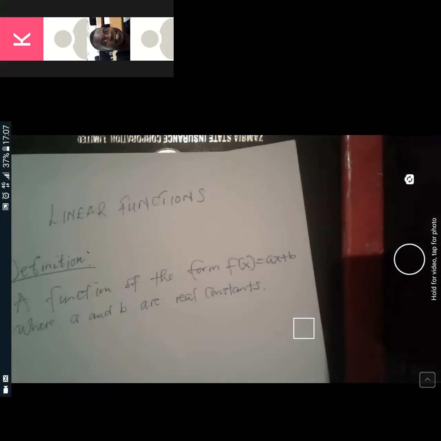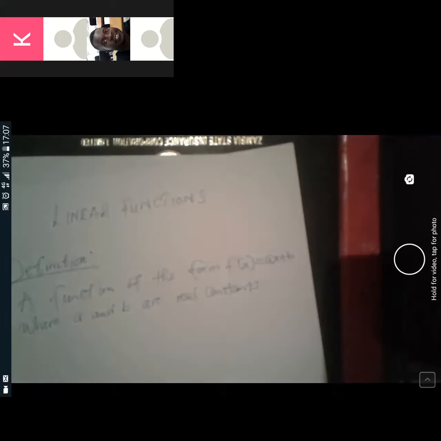So when you talk about linear functions, we simply mean when we try and plot the graph of this function, we are going to obtain a line. It is simply a straight line. That is why it is called a linear function. And it is written in this form. That is how you express a linear function.